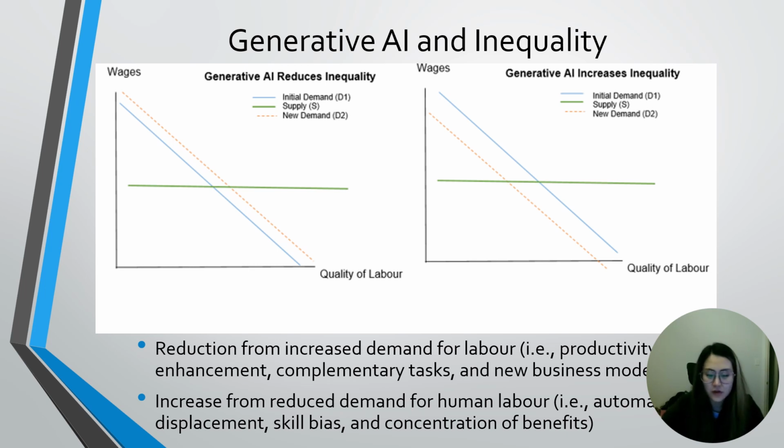The third is new business models, where the development of generative AI could give rise to new business models and industries, creating additional labor demand across various sectors. As the demand for labor increases, the equilibrium employment level rises, and the wage will also increase.